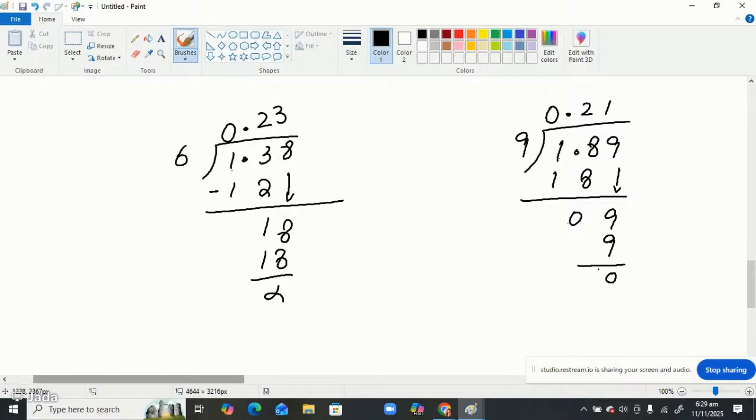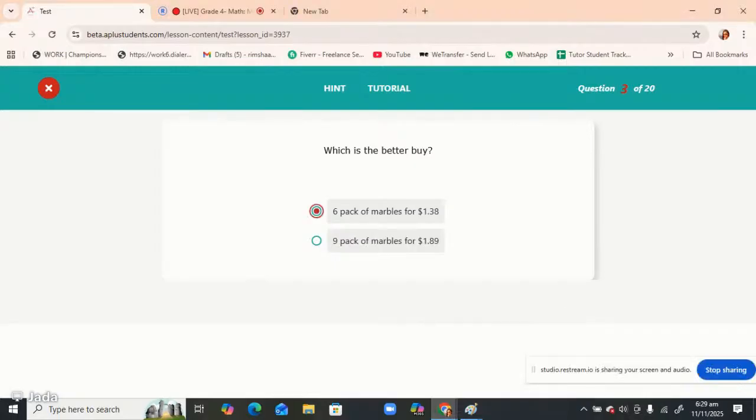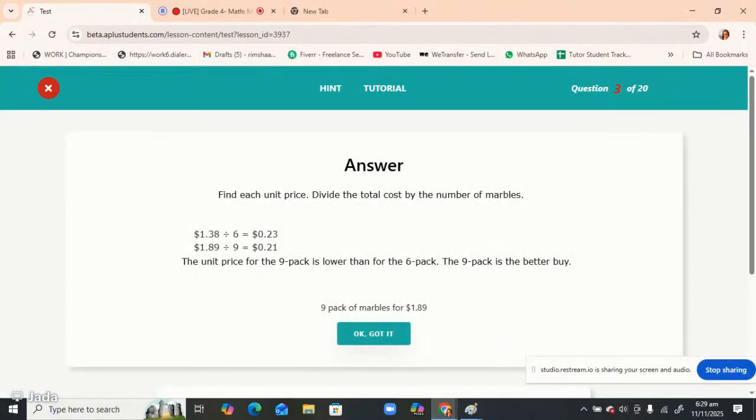0. So which one is better? 0.23 or 0.21? 0.23 is better as compared to 0.13. So here we go with the first one. Oh, okay. So you just write down the lower. So the price for the lower is basically 0.21. That is the better price for that.